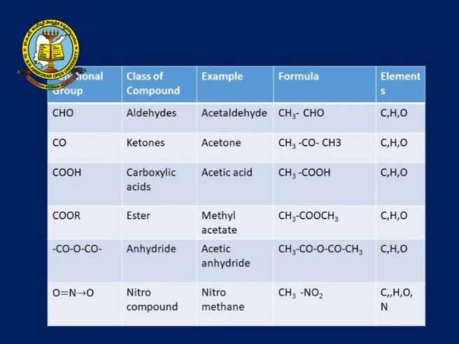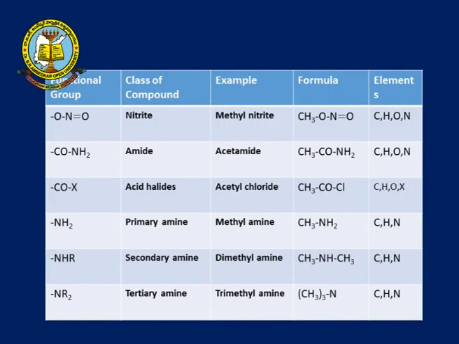Similarly, NO2 is known as the nitro functional group, and the compounds are known as nitro compounds. Likewise, ONO is referred to as nitrite, and CONH2 is referred to as an amide. The functional group is known as amide and the compounds are known as amides. Alkyl amides are generally referred to as such. Then COX refers to acid halides, alkyl acid halides, and NH2 refers to primary amines.